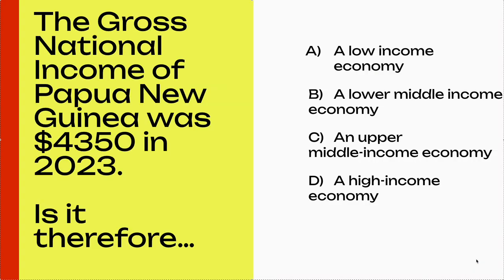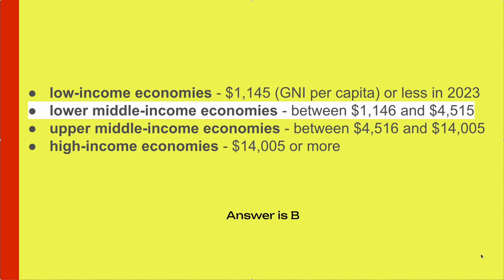Pop quiz time. The GNI, we looked at economic indicators last lesson. The GNI of Papua New Guinea is $4,350 in 2023. How would we classify it based on its economy? The answer is B. It is considered a lower middle income economy.